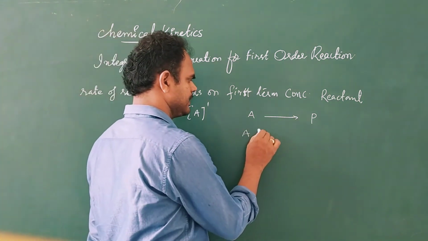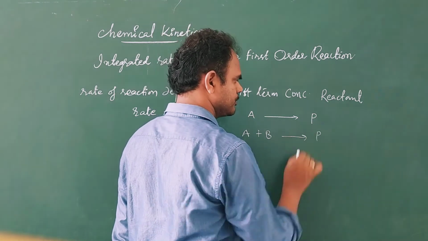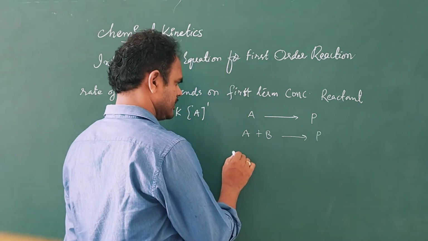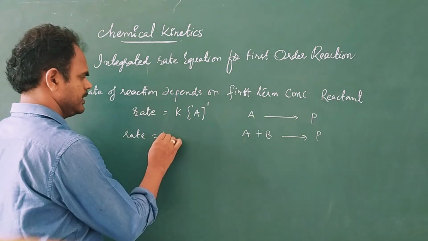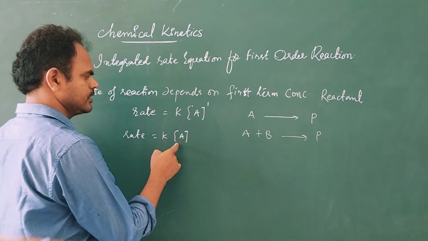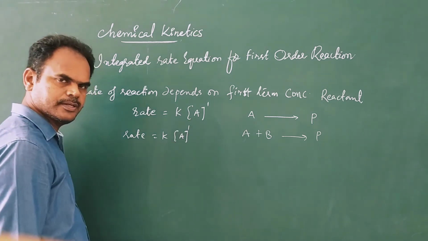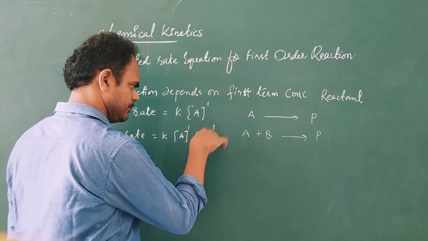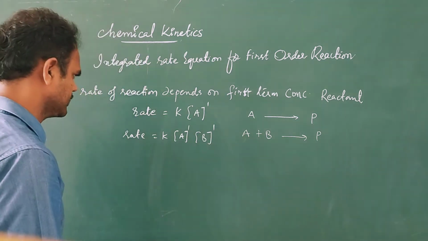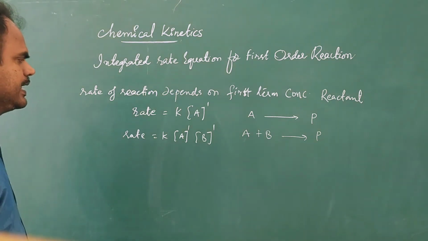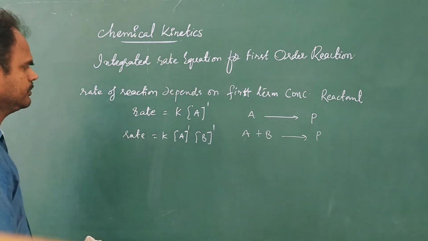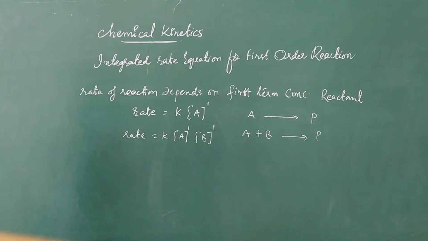If you take another example, A plus B changes to form the product. So we can write reaction rate is equal to K into concentration of A into concentration of B, with respect to A first order, and with respect to B also first order, we say. So most first order reactions depend upon the first power concentration of the reactant.